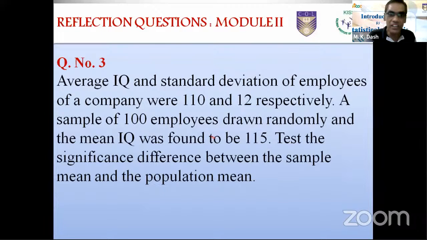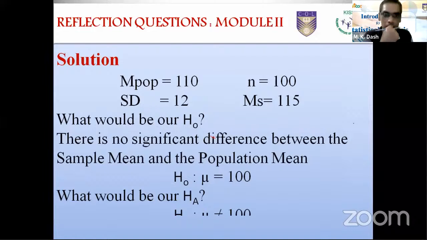Okay, let's see. This is given in the question. I am not doing something different. Population mean is given in the question. Standard deviation is given in the question. Number of samples is 100, given in the question. Sample mean is 115. This is also given in the question.